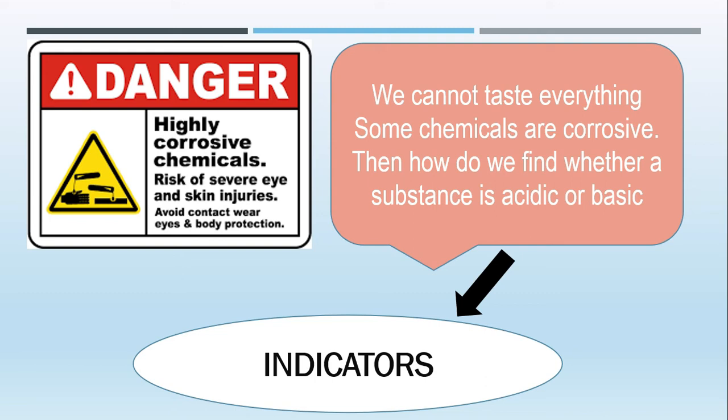Similarly, indicators in chemistry help us to indicate whether something is acidic or base. That means it helps us to indicate whether it is acid or base without touching them. It is a kind of savior, because we don't have to touch them, eat them, or taste them in order to identify. We can easily use this indicator.